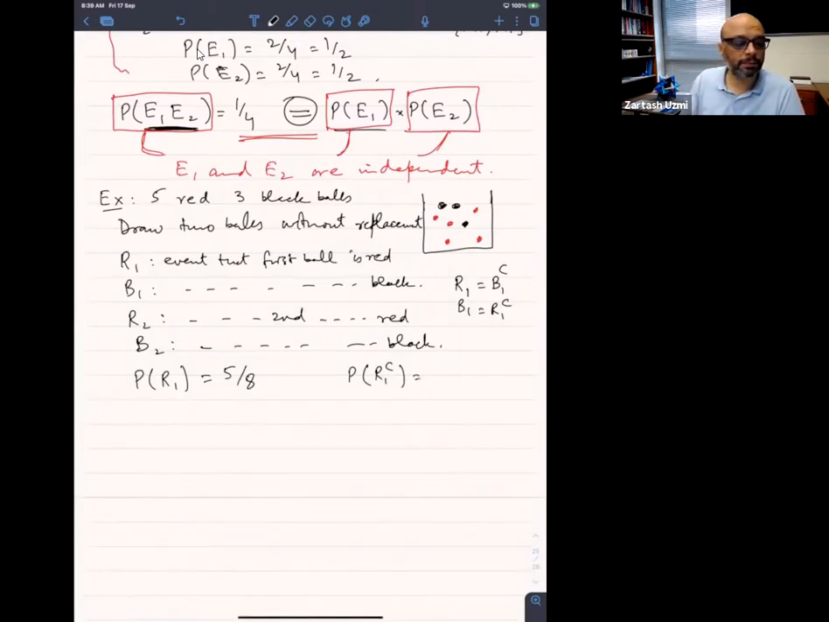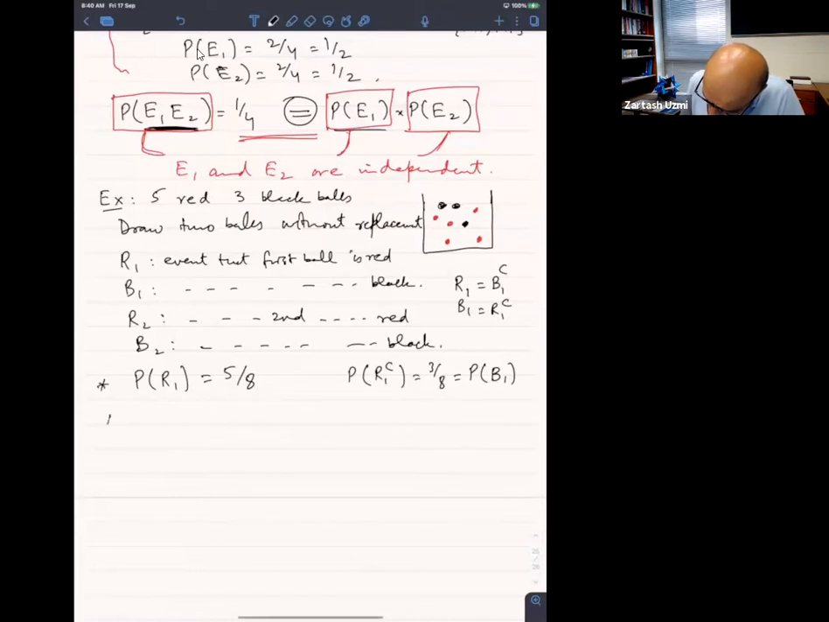R1 complement. So it should be 1 minus 5 over 8, which is 3 by 8, which is, by the way, also the same as the probability that the first ball is black. First ball is black. Okay. So I'm not going to ask you yet what is the probability of R2. I'm going to ask you a slightly different question.